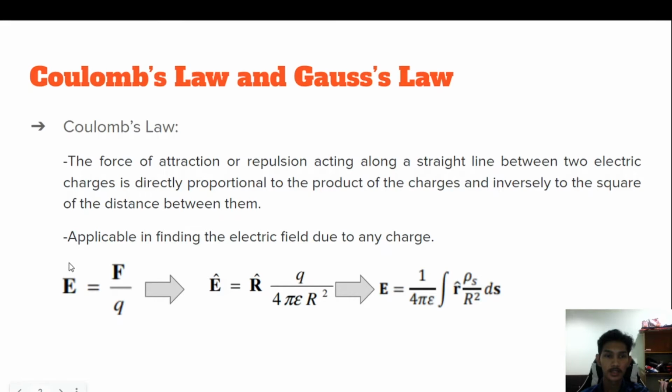At the bottom of the slide, it has the basic formula for electric field, which is electric field equal to force per charge, which is F over Q. Then it can be converted into another formula, which is E equal to R, which is the direction, times Q, which is charge, over 4 pi sigma, where sigma is the constant value, and R squared. R is the radius. It can also be written in the final form, which is E equal to 1 over 4 pi sigma integrate R direction times rho S, which is the electric charge density for the surface, over R squared dS.